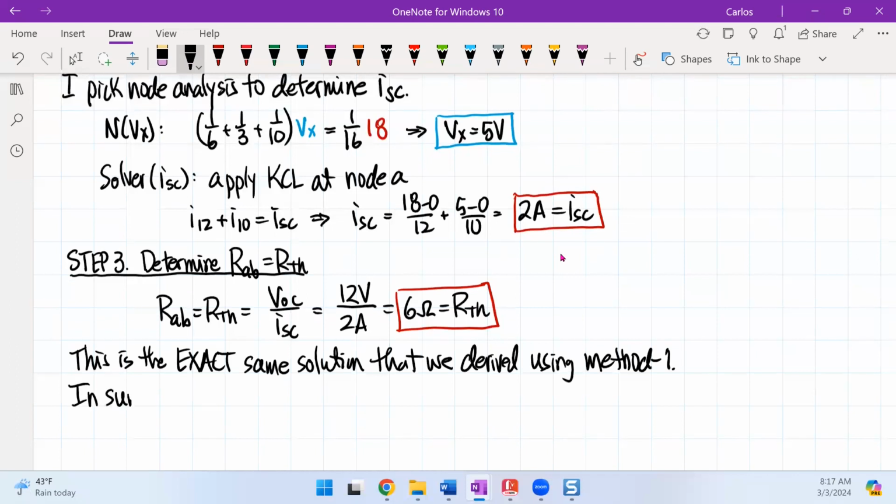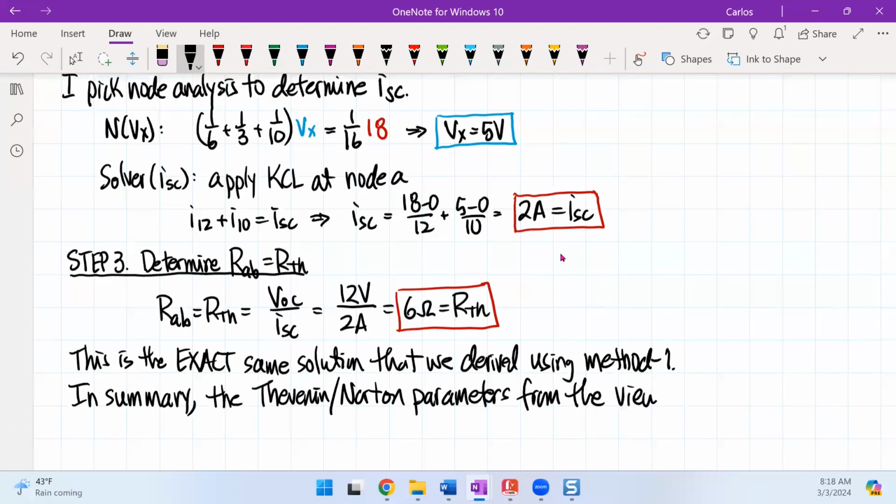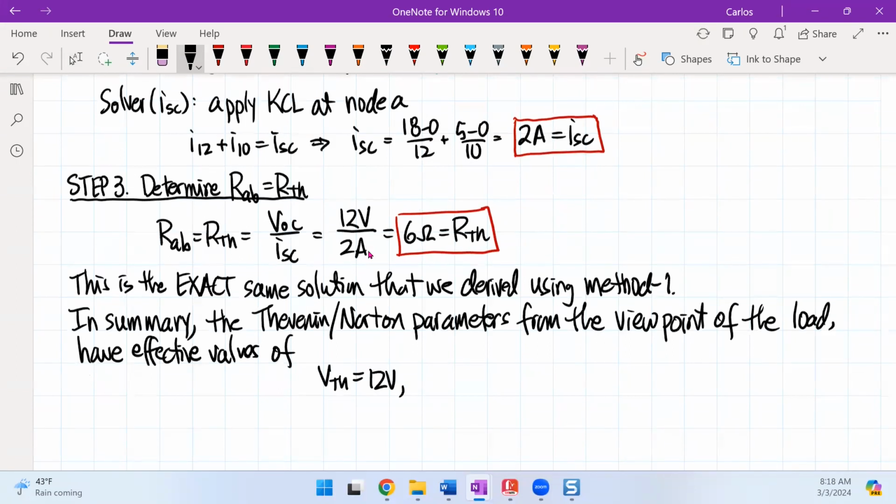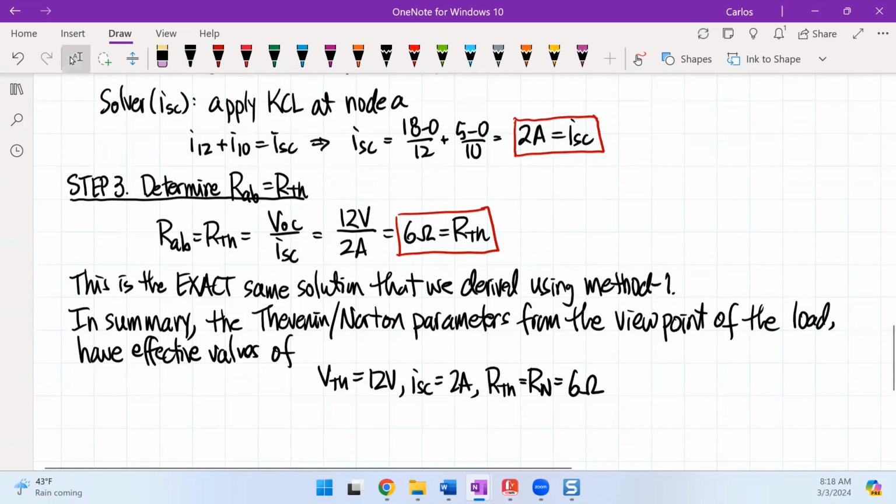So in summary, the Thevenin Norton parameters from the viewpoint of the load have effective values of VTH equals 12 volts, I short circuit, which is 2 amps, and RTH, which is the same as R Norton, which is 6 ohms. They see the same values at the open.